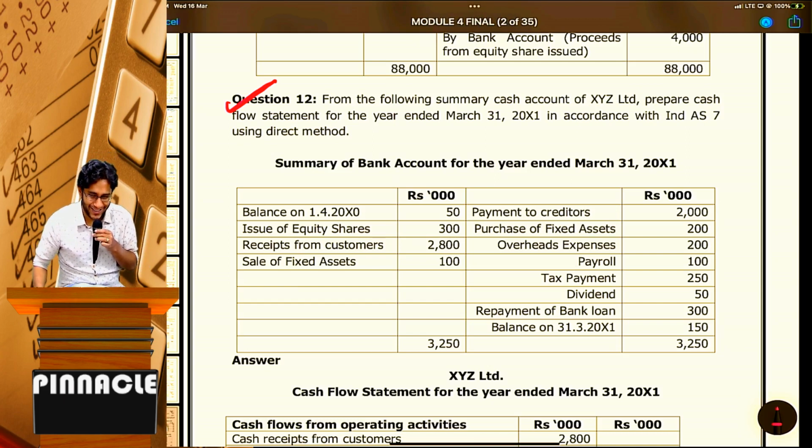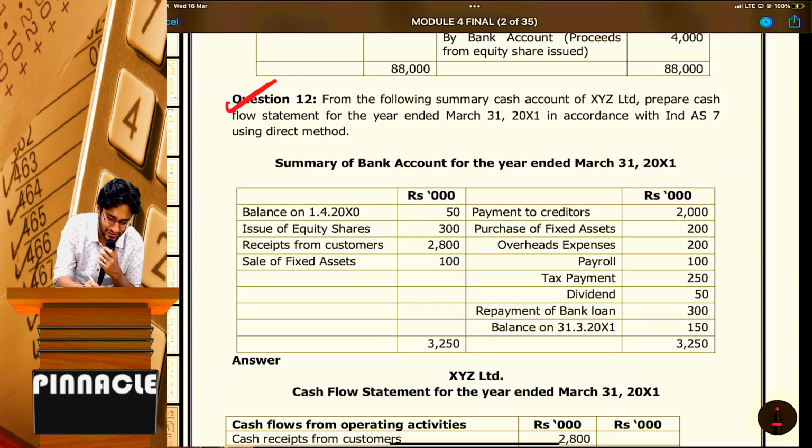From the following summary cash account of XYZ Limited, prepare cash flow statement for the year ended 31st March 2001 in accordance with IND AS 7 using direct method. What did he give you? His bank account, sir. So as we read along, you identify OA, IA, FA. Opening balance, which activity? Okay. Issue of equity shares. Financing activity. Receipts from customers. Operating. Sale of fixed assets. Investing. Payment to creditors. Operating. Purchase of fixed assets. Investing. Overhead expenses. Any doubt whether that is paid or not?